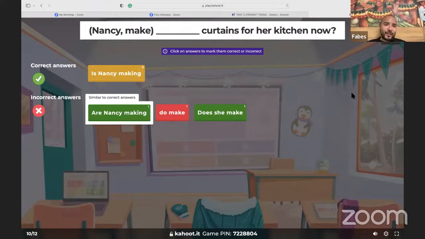And Nancy can be watching a movie on Netflix right now. But when I enter the house and I see all that mess, I'm like, no. Is Nancy making curtains for her kitchen now? No. Yo no me aguanto esto. Example. Got it? So pay attention. What I'm trying to give you as an example is that it's not completely written on stone. That's what you learned today.